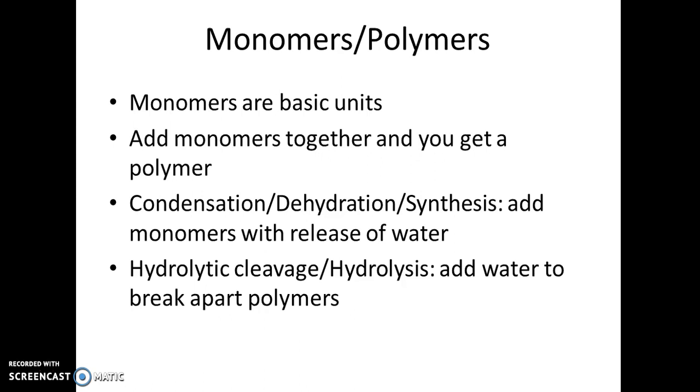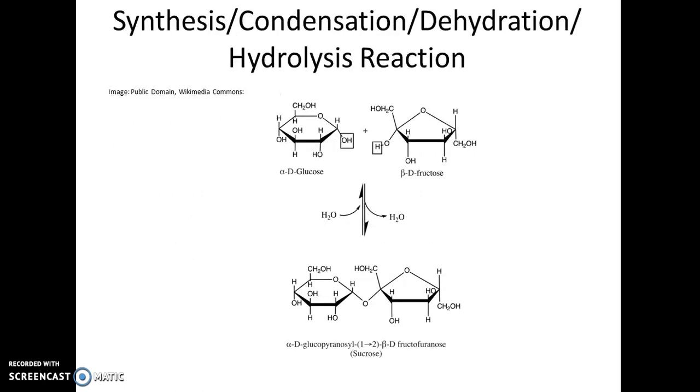Now I have on the next slide an example of a synthesis or condensation or dehydration reaction. Right, so we're going from the top. When we add glucose and fructose together, you'll notice that they circle the hydroxyl group, one of your functional groups, and a hydrogen, OH and H yields H2O. The H2O comes out and you form a bond here, and now you have two monomers added together, which is a dimer. That is the synthesis, condensation, or dehydration portion, when we're going from the top down.